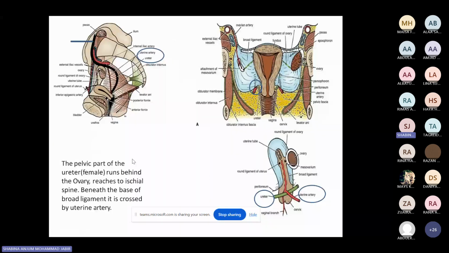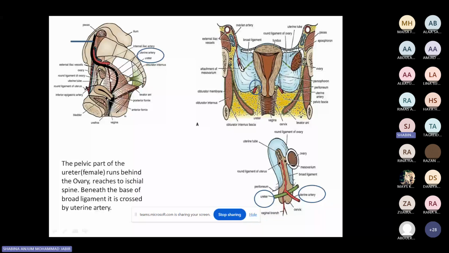In females also it will enter into the pelvis the same way, in front of the internal iliac artery. But here you can see it is very closely related with the ovaries. Can you see, this is the ovary, this is the ureter, and this is the internal iliac artery. So it runs behind the ovary. Then it reaches the ischial spine. This is the ischial spine.